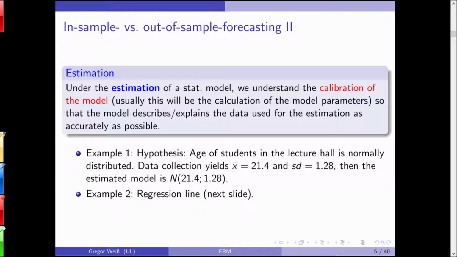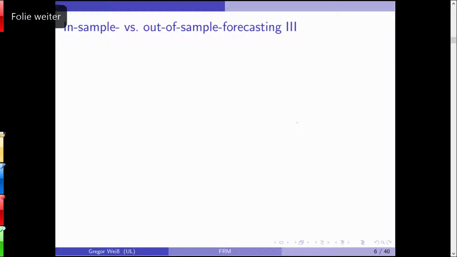First example, we have a hypothesis. The age of the student in the lecture hall is normally distributed. We collect the data and we get a mean estimate of 21.4 and a standard deviation of 1.28, then the estimated model with the assumption that it's normally distributed is 21.4, 1.28. Second example, let's assume we want to do a regression analysis.